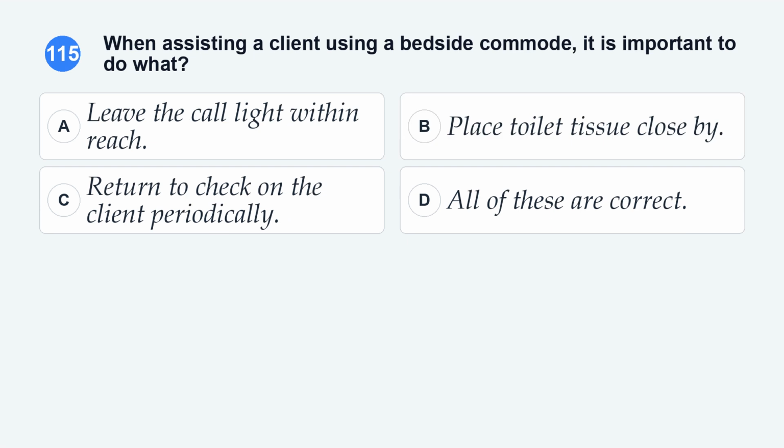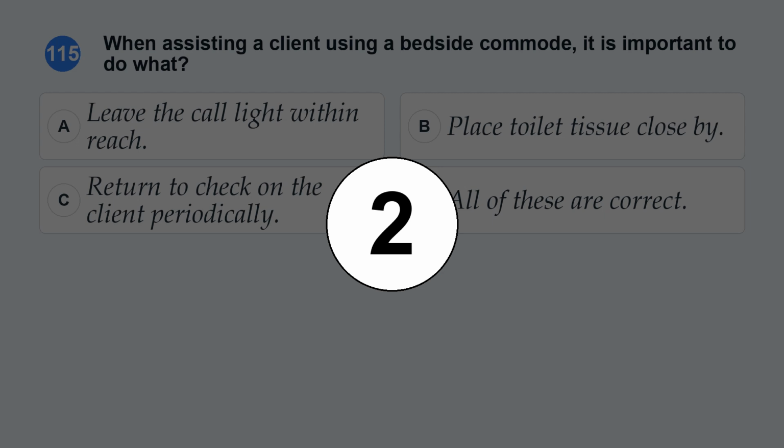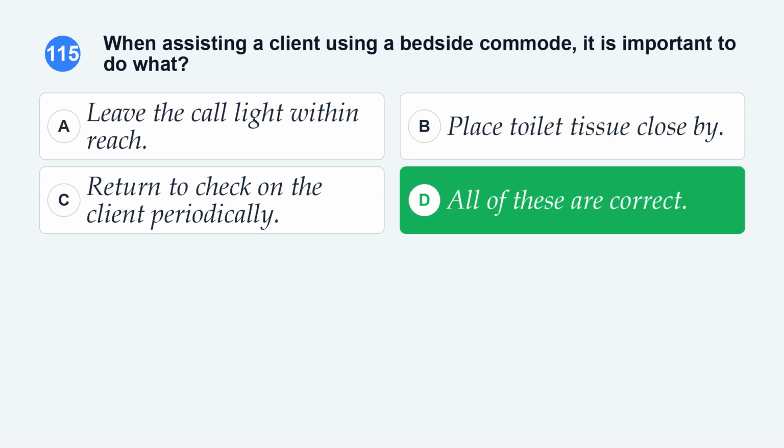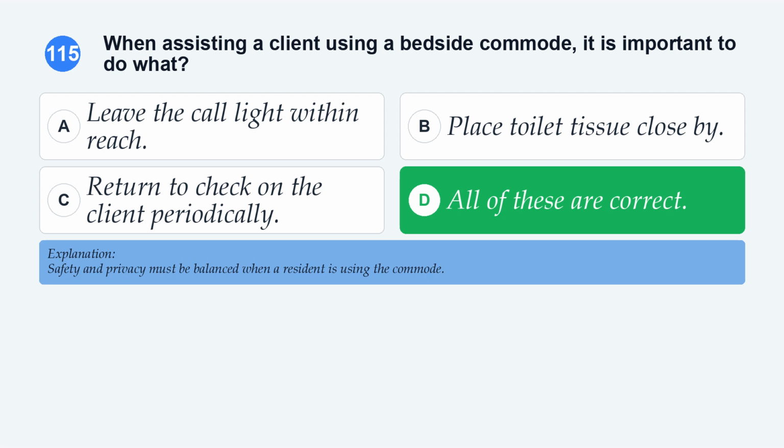Question 115. When assisting a client using a bedside commode, it is important to do what? Option A. Leave the call light within reach. Option B. Place toilet tissue close by. Option C. Return to check on the client periodically. Option D. All of these are correct. The correct answer is option D. All of these are correct. Explanation. Safety and privacy must be balanced when a resident is using the commode.